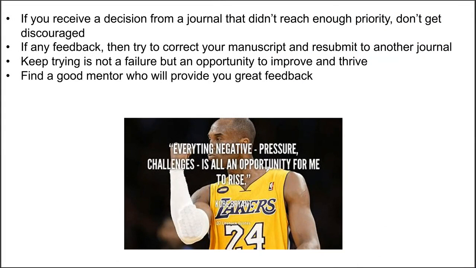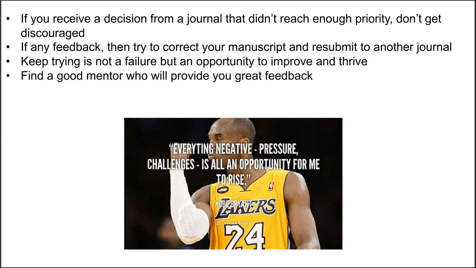I can see also some messages coming about rejection and many questions, what's the rejection rate? I promise we will get through as many questions as possible. However, if you receive a decision from a journal that it didn't reach enough priority, don't get discouraged. If you have any feedback, try to correct your manuscript and resubmit to another journal. This is not the end of the day if you get a rejection letter from us. Keep trying. It's an opportunity for you to improve your case and to make sure that the case can be adapted for another journal and eventually published.